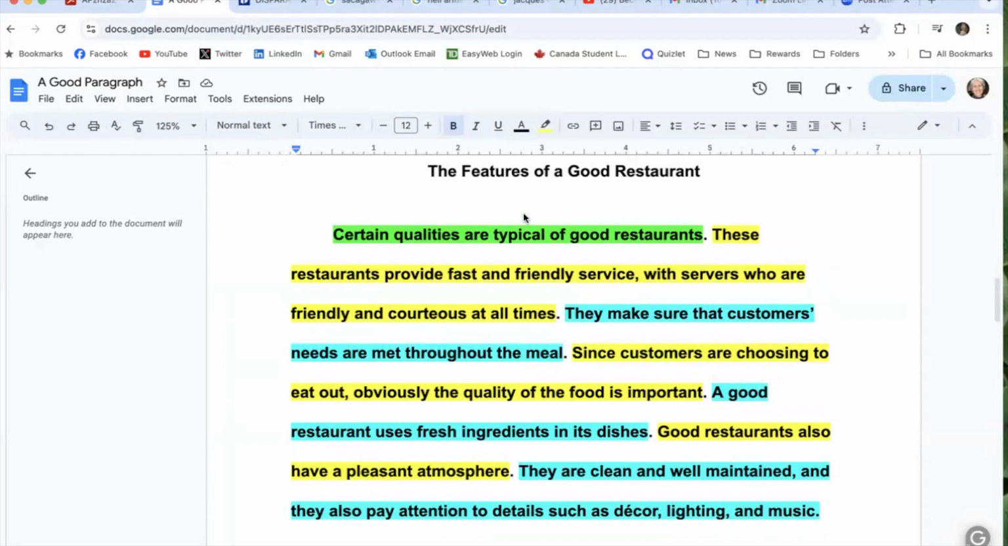Sophie, hi. You have a question? Yeah. Okay, what is it? So does this structure apply to like all types of writing? Or like if you're writing a story, does it apply to that too?